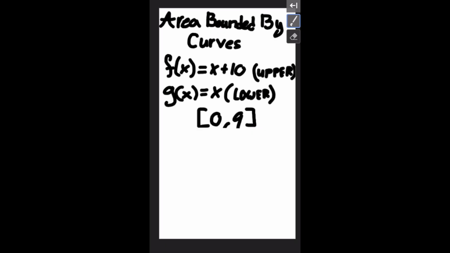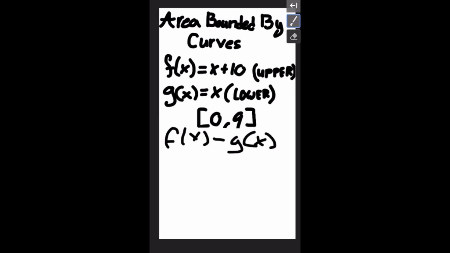Now I'll be finding our frying time by using area bounded by curves. We're given that f of x is equal to x plus 10, and it's stated that it is our upper function. We're also given that g of x is equal to x, and that it is our lower function. We are also given that it is between the closed interval of 0 and 9. As you know, in order to find the area between curves, you have to subtract the lower function from the upper function. And in this case, it's f of x minus g of x.